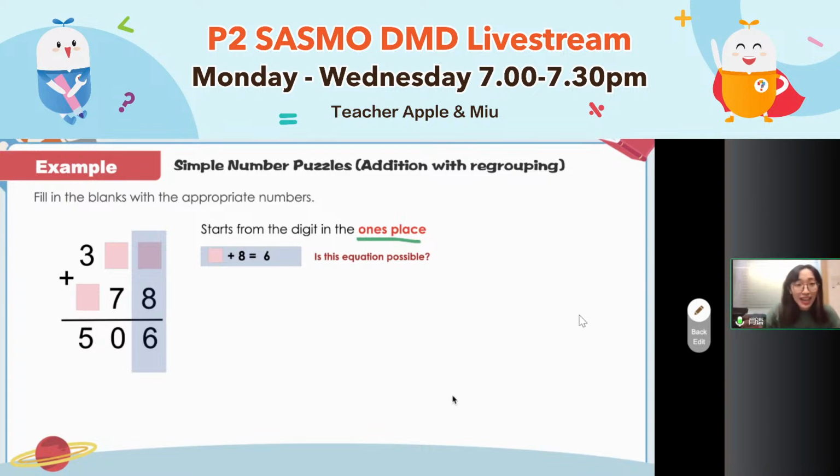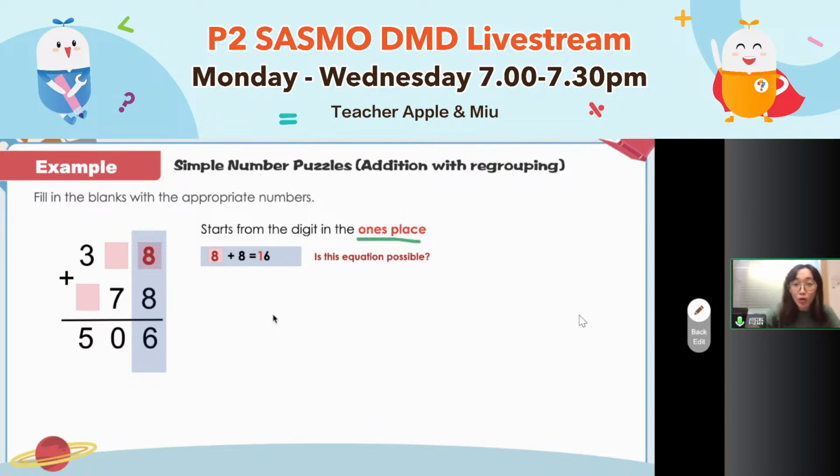You add something and then you get a smaller number. Is it possible? No, right? So in this way, we know there is regrouping. It is not a 6. Actually, it should be 16. And as long as you figure out 16, you can get the missing number is 8.